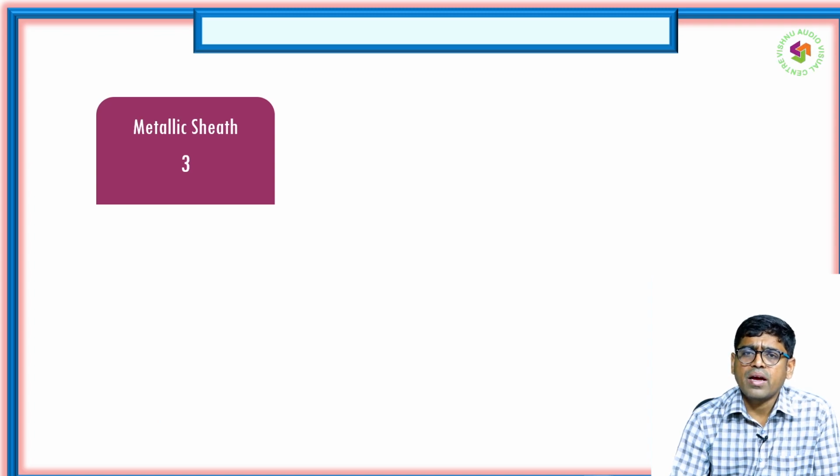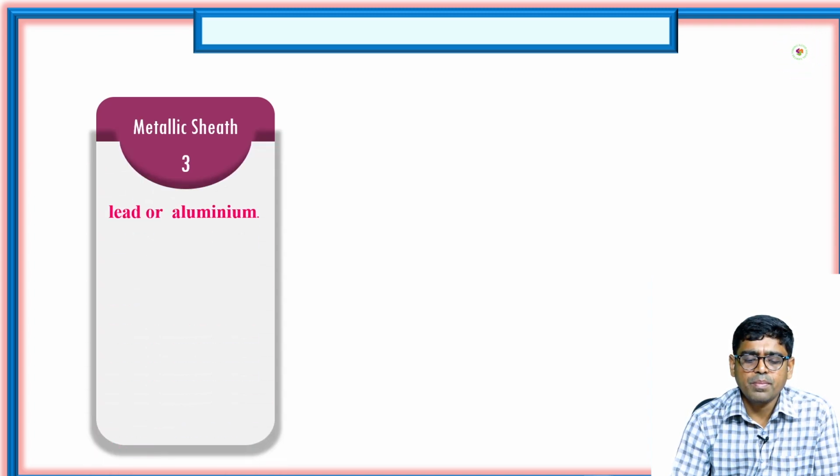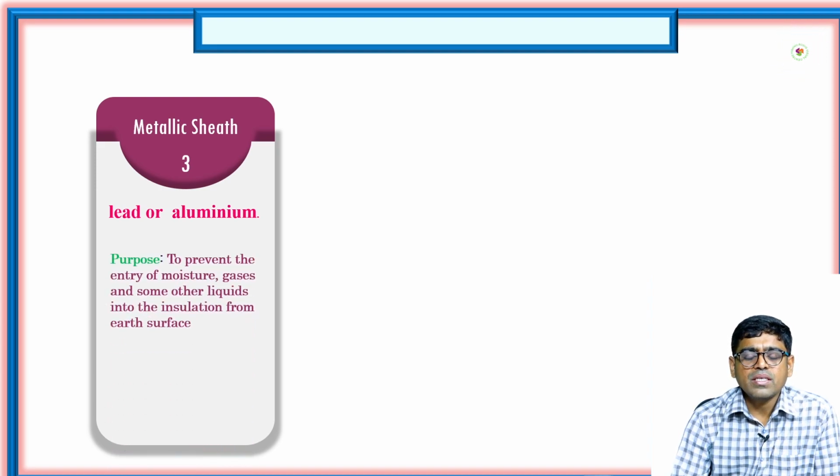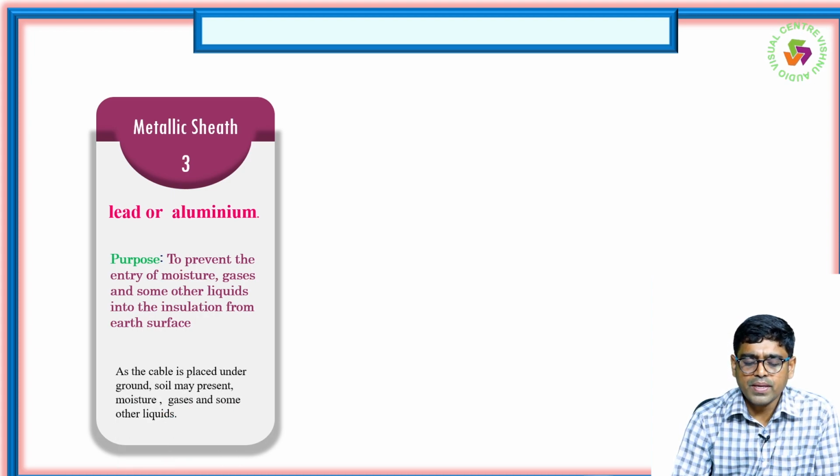Next part we have is the metallic sheath. Either lead or aluminum can be used, and the purpose is to prevent the entry of moisture, gases and other liquids into the insulation from the earth surface. As the cable is placed under the ground, the soil may contain moisture, gases and some other liquids.